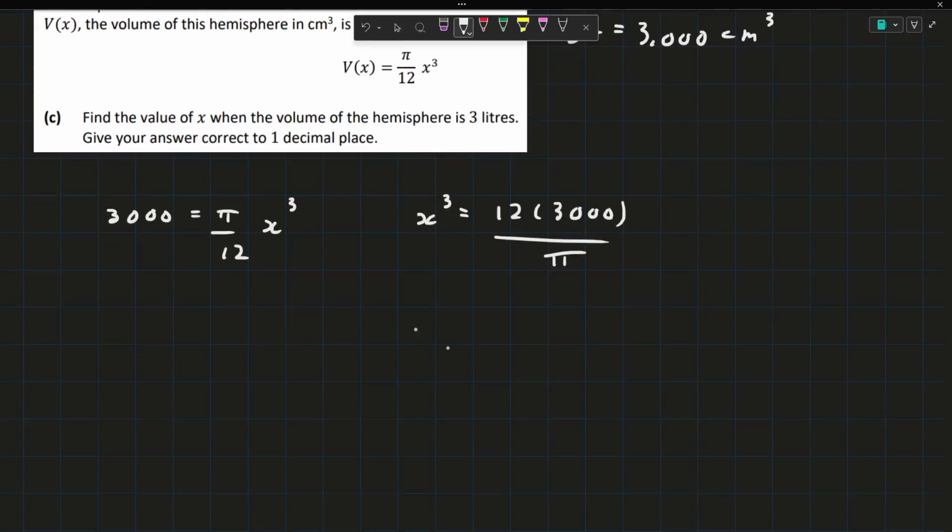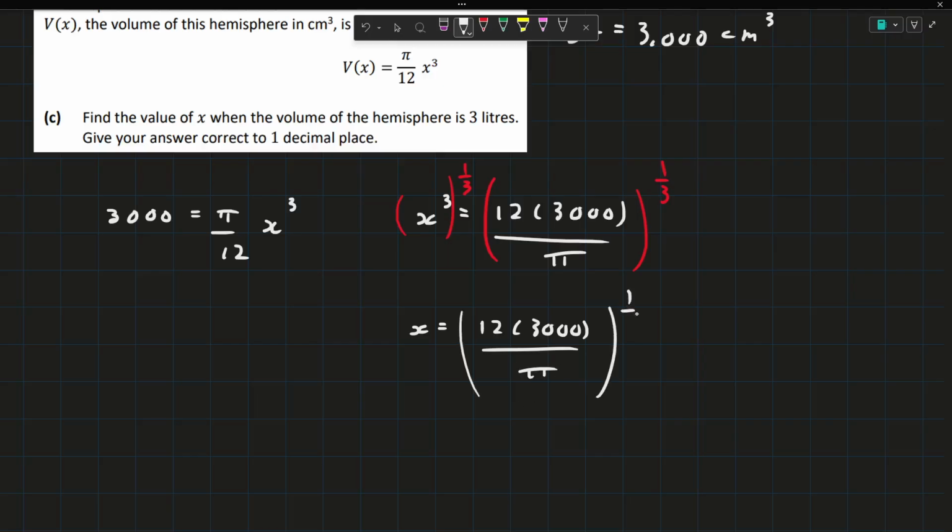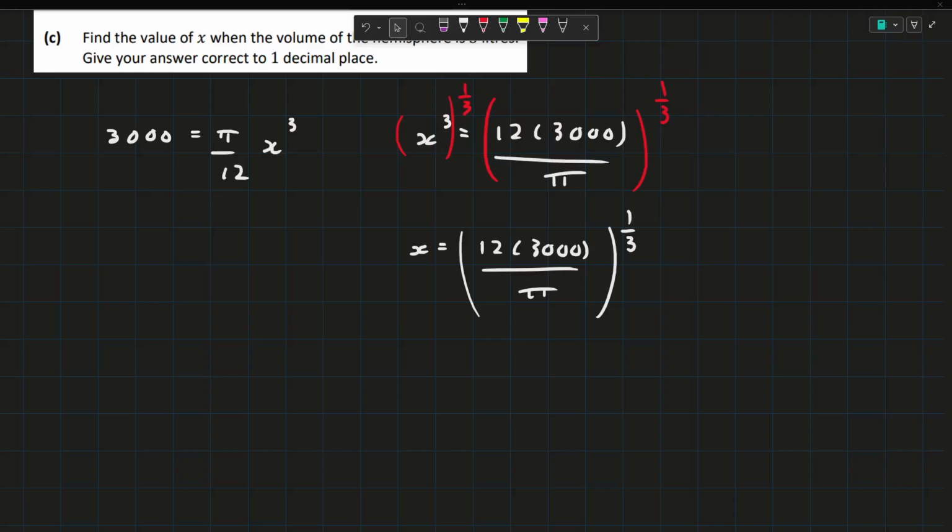Or the way that I think is a bit more intuitive is if you put both sides to the power of a third, and this side to the power of a third, then 1/3 multiplied by 3 gives us 1, because we multiply powers like that. So then we get x to the power of 1, or just x is equal to 12 times 3,000 over pi, all to the power of a third. Or again, you can cube root it. And when you do that, you'll get 22.5 because it says 1 decimal place.